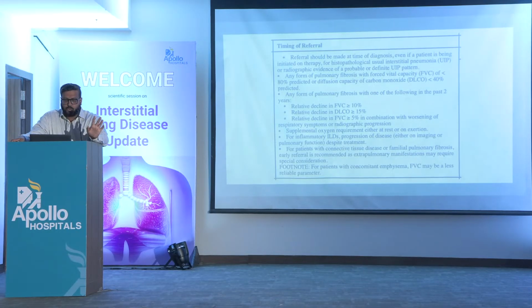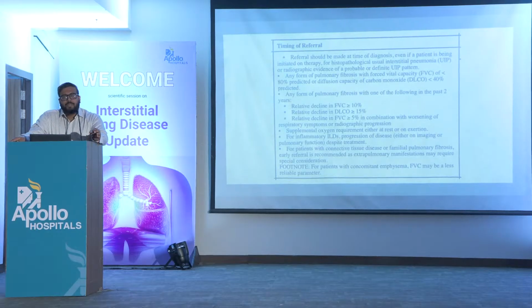If you actually go through it, the first point is that a patient has a UIP pattern, because we know UIP pattern has a worse prognosis. Second is the lung function. If your FVC is less than 80 or your DLCO is less than 40, remember, these are referral criteria, not transplant. This is when a patient needs to be referred to a transplant center. Third point obviously is the fall in lung function, so a relative decline in your FVC and DLCO.